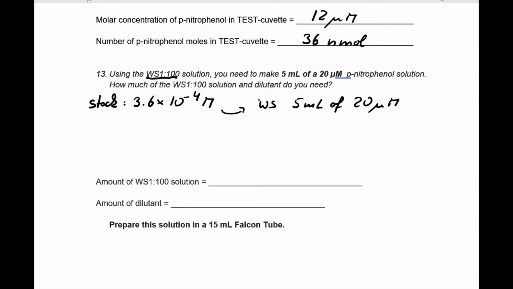Now in the lecture I've given you this equation, C1V1 equals C2V2, which basically means the amount of number of moles that we take out of the stock must be the same as the number of moles that we want in the working solution.